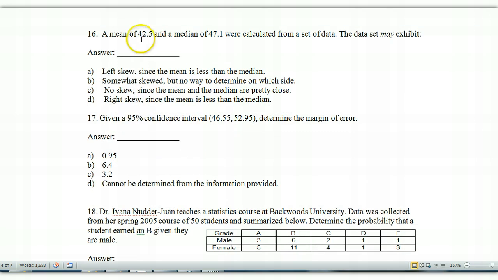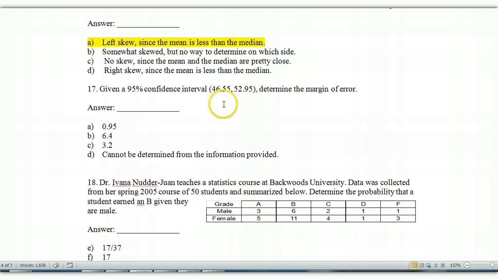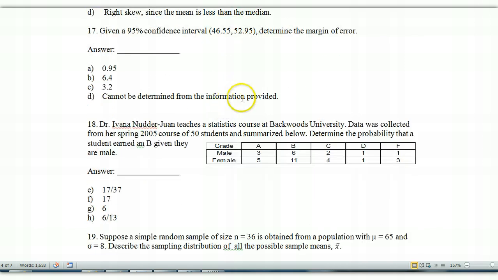Alright, a mean of 42.5 and a median of 47.5 were calculated from a data set. This data set may exhibit, alright, when the mean is less than the median, that means a tail is pulling the mean down to the left. So that means we have left skew when the mean is less than the median. More than likely we have left skew.